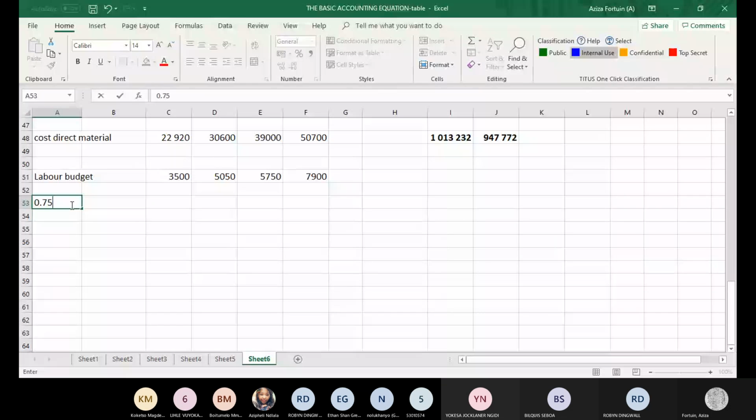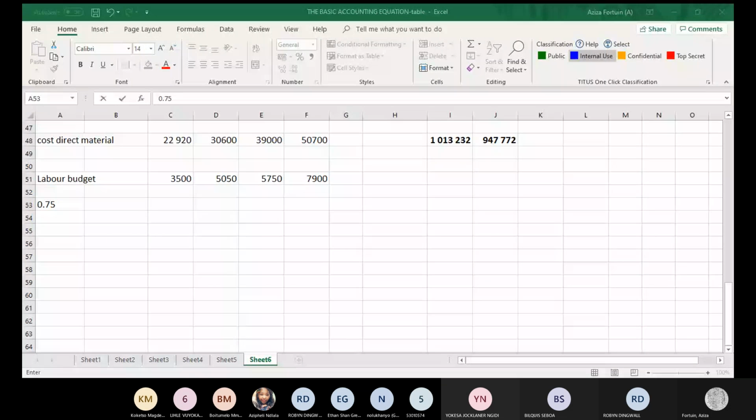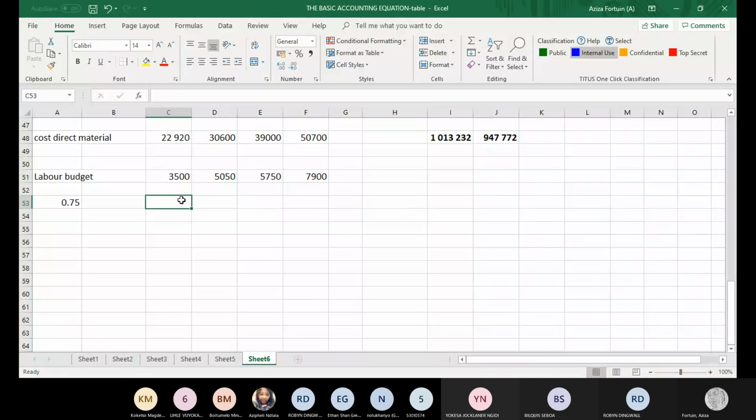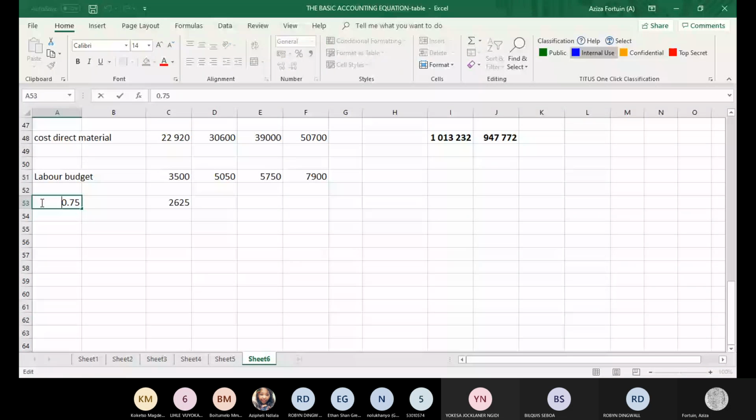So 3,500 times 0.75 is 2,625 hours, right? For this artist to do his job. The other workers take 60 minutes, which is 1 hour. So that's kind of like easy. So you're going to have 3,500 hours.